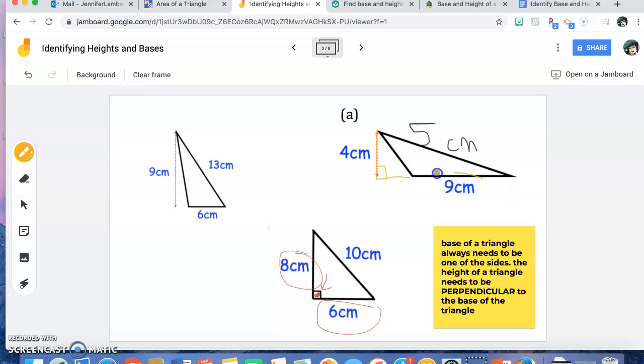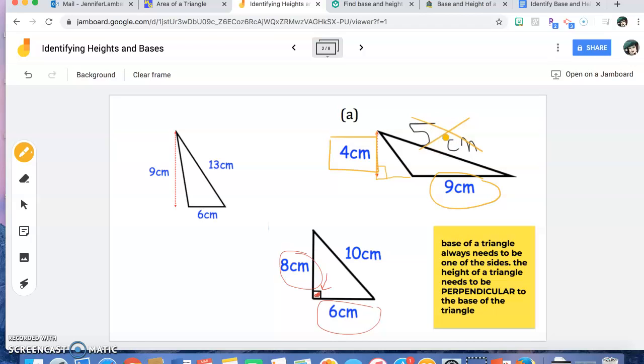Here, I would use 9 as my base because the base needs to be one of the sides, as we wrote here. And the height needs to be 4 because the height is perpendicular to this line if I extended it out. A way to remember it, you wouldn't use 5 at all here because it's that slanted line and it's not perpendicular to anything.